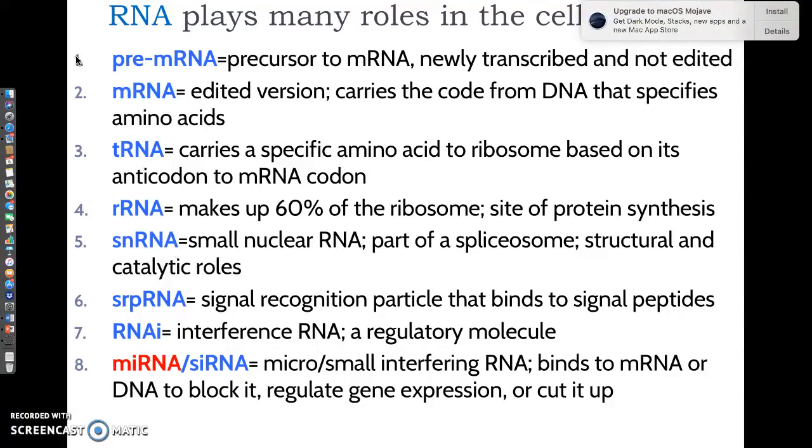So it is going to bind to the messenger RNA or to the DNA itself to block it. It helps to regulate gene expression or to cut it up. The last type is called a ribozyme. And a ribozyme is a type of RNA, and it has a job just like an enzyme.